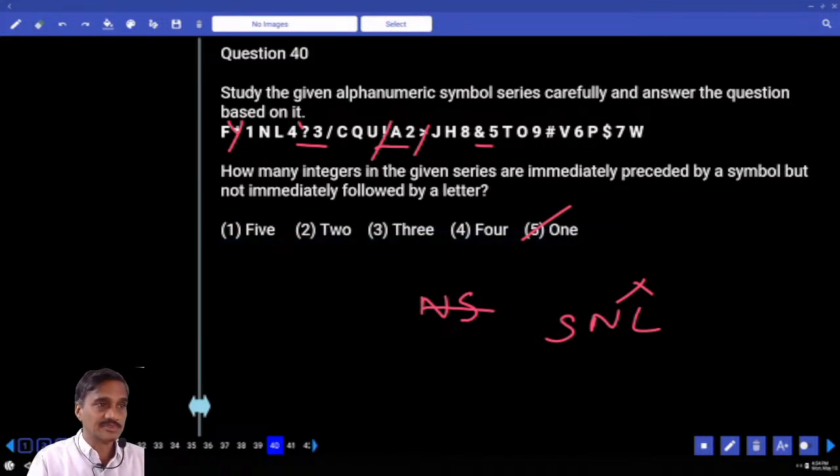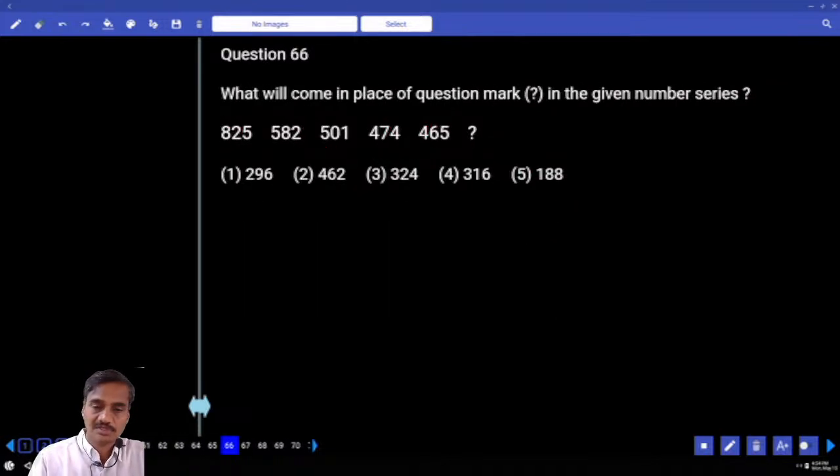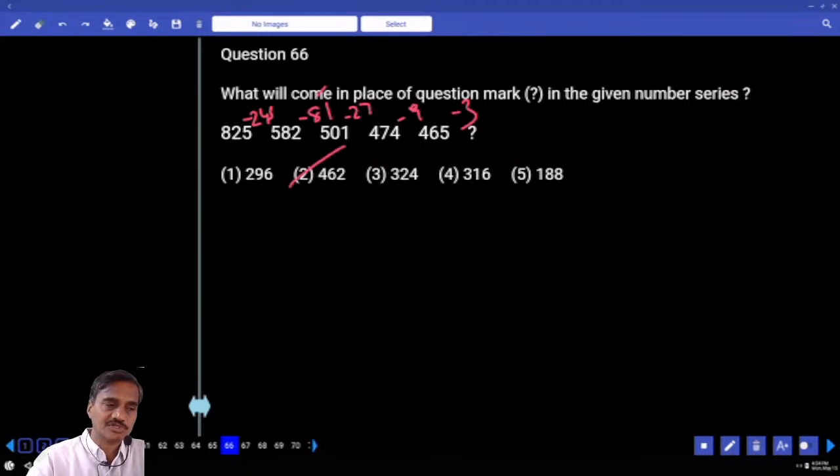The next one, what number series is given? 66 onwards. Now in this question number 66, 825 and 582, what is the difference between these two? The difference is minus 243. And the next difference is 81. What are these numbers? 243 is 3 power 5, 3 power 4, 3 cube, 3 square, 3. So 3, 9, 27, 81, 243 are subtracted.